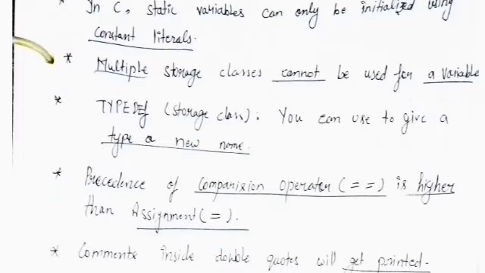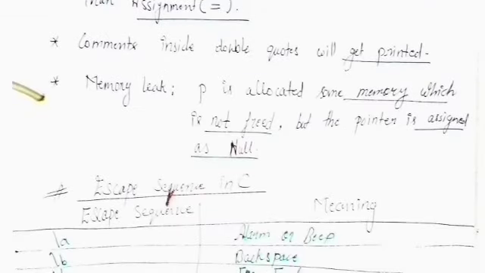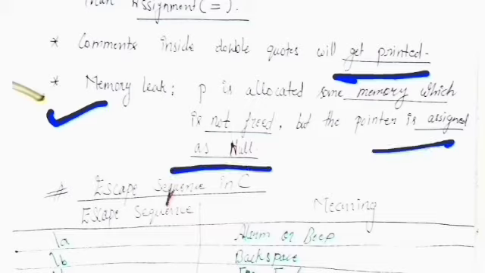Now the next important points: a comment inside double quotes will get printed, and memory leakage, where P is allotted some memory which is not freed, but the pointer is assigned as null. So memory leakage is a main important point which is always asked in GATE and other examinations like ISRO, DRDO, NIELIT, Scientist B, Scientist A, and so on.